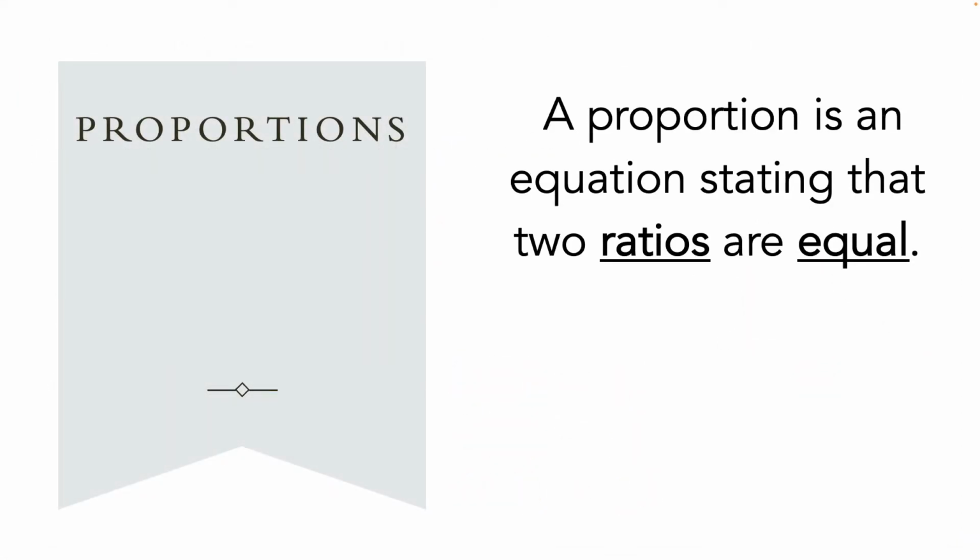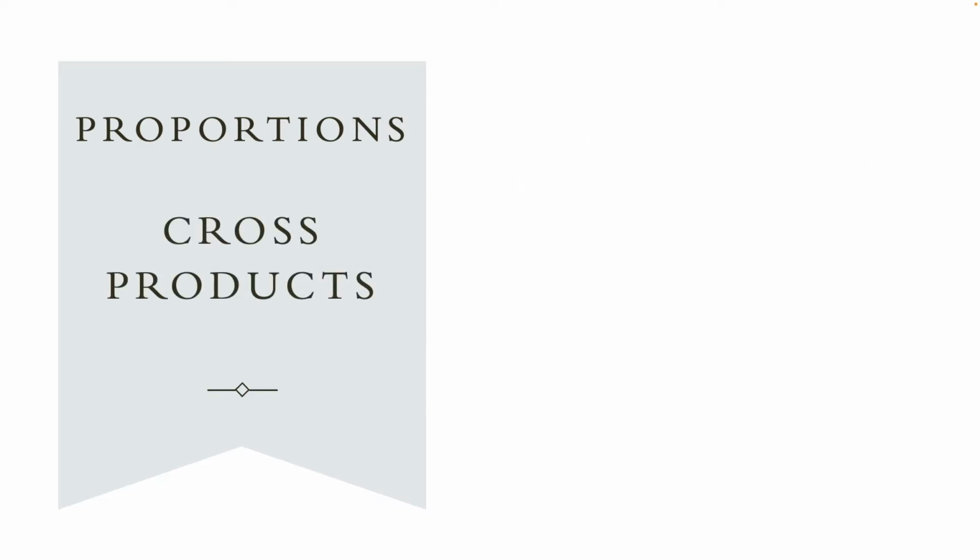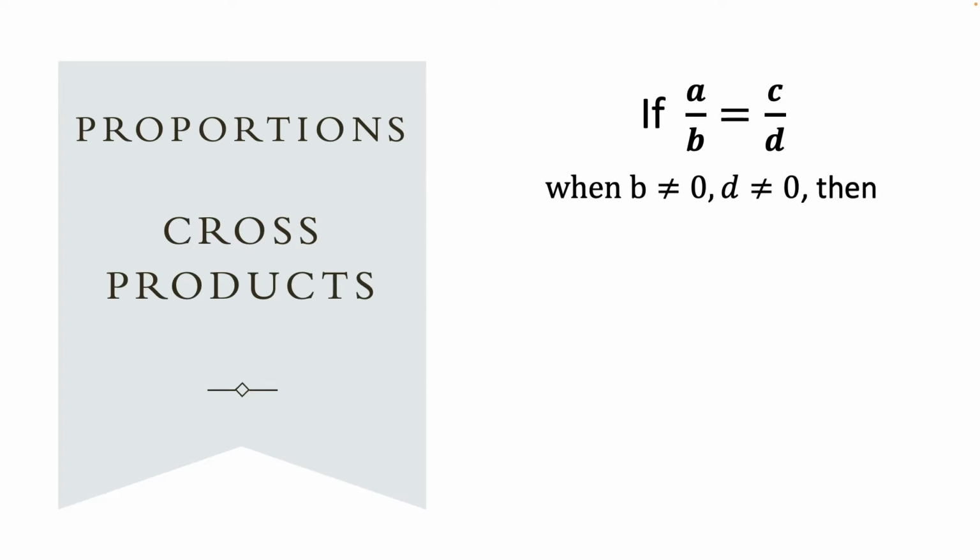Next up is proportions. A proportion is an equation stating that two ratios are equal. For example, A over B equals C over D. And one of the things we can do with proportions is use cross products to check them or to solve them. This is what a cross product looks like. It says if A over B equals C over D, of course, when B and D don't equal 0, because you can't have 0 on the bottom of a fraction, then AD, if you multiply A and D together, equals BC, multiplying B and C together. We've multiplied across the equal sign diagonally.